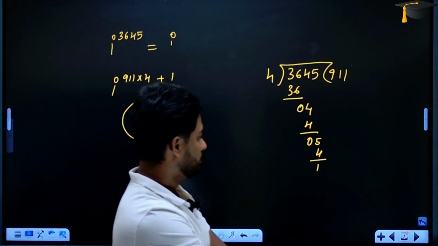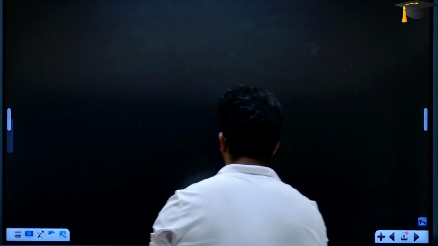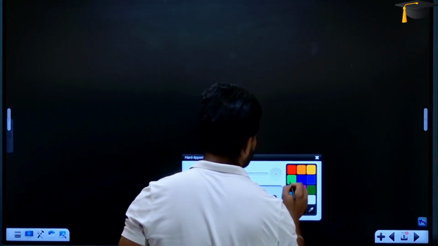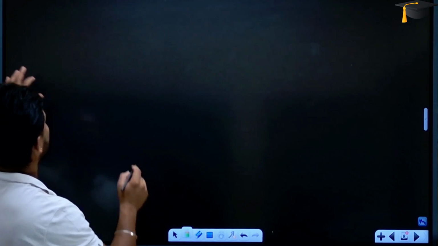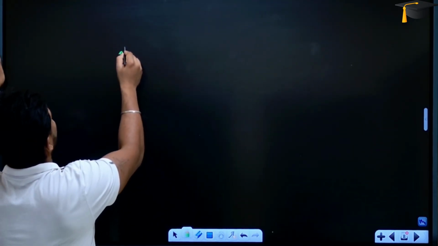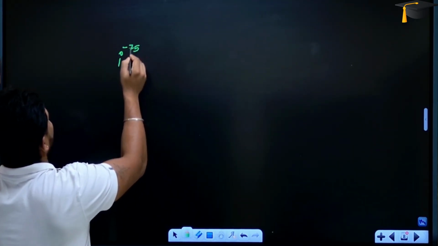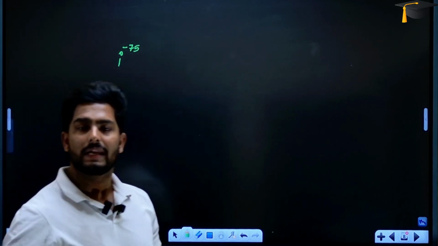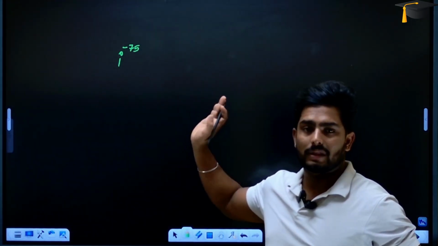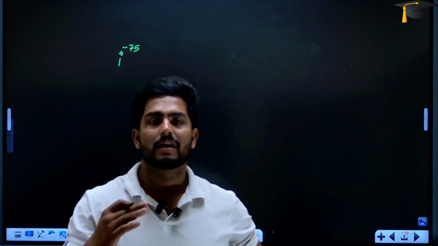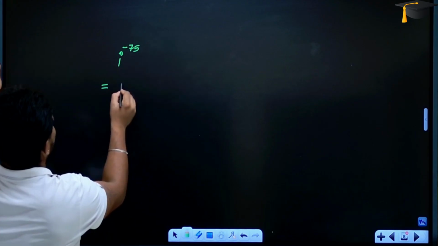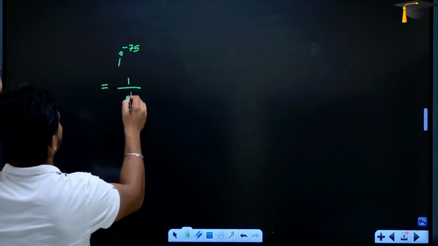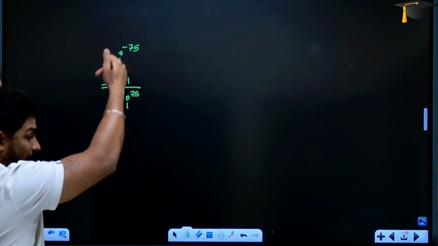Okay, now what if the power is negative? Say I to the power minus 75. Here we cannot take divided by 4. So what we have to do for this kind of case is make the exponent positive. How do we make the exponent positive? It is 1 by I to the power 75. I just brought I to the denominator.